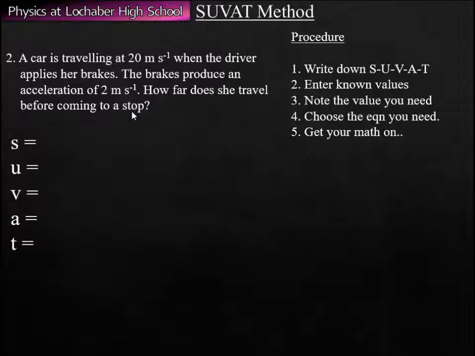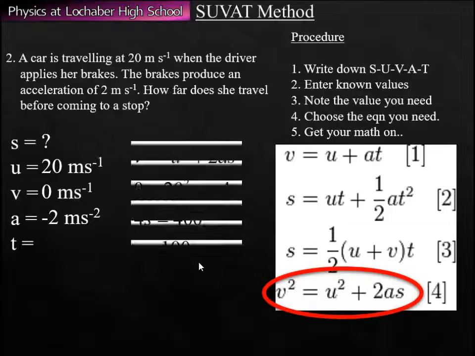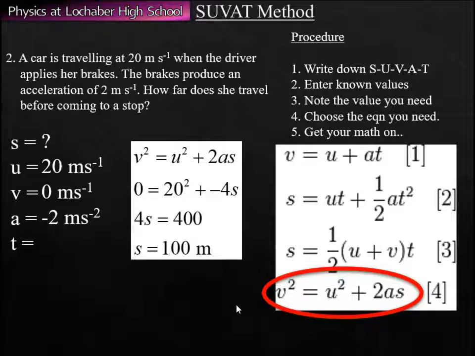So because we're told it comes to a stop, that tells us the final speed is 0. Likewise, because we're asked how far does she travel, we know we're after the displacement. We're now going to look at our list and we're trying to find an equation without time in it. Well, there's only one. It's this one down here. So that's what we use.